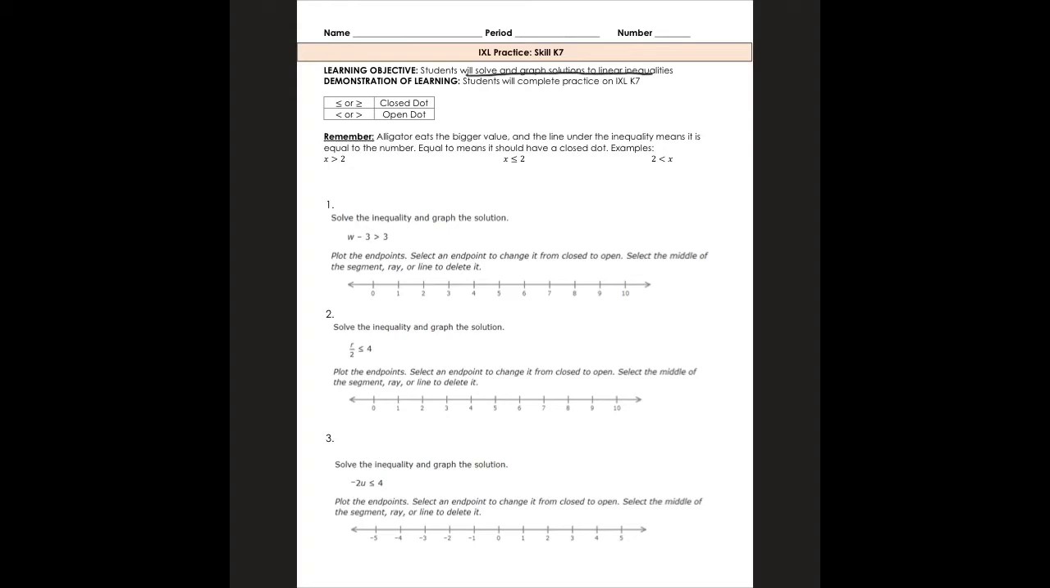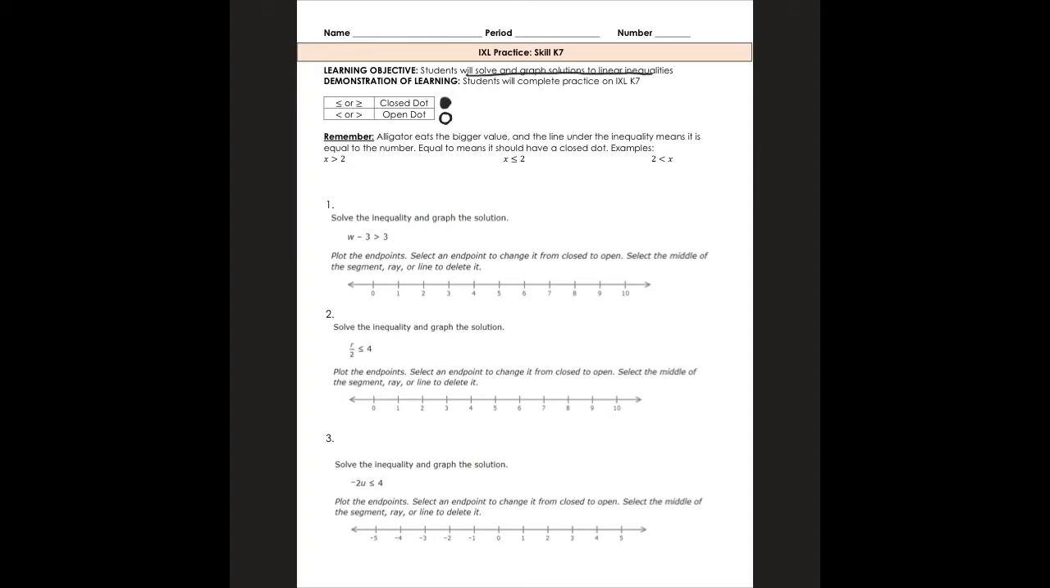Whenever we are graphing inequalities, we need to remember two things. The first thing is about our endpoints. These endpoints are either going to have a closed dot, which is signified by the line underneath the inequality symbol. So this line means it's equal to, so it is a closed dot, like this. Closed meaning filled in. Or it's going to be an open dot where there is just the symbol, there's no equal sign underneath, and that will just be represented with an open dot.